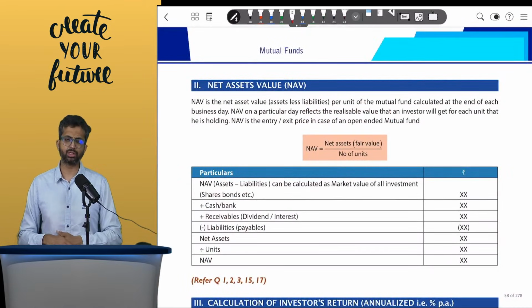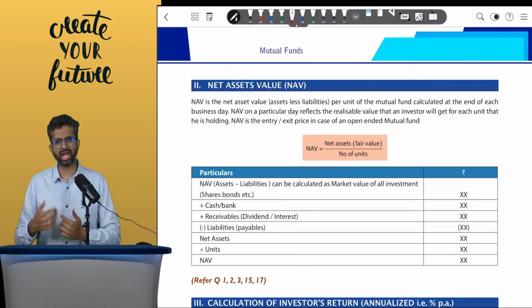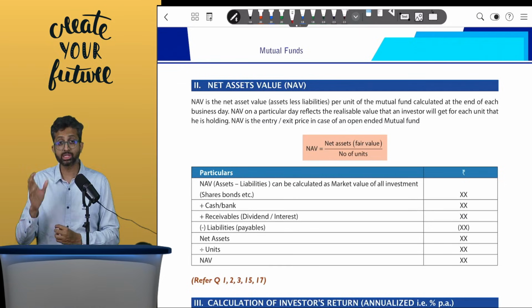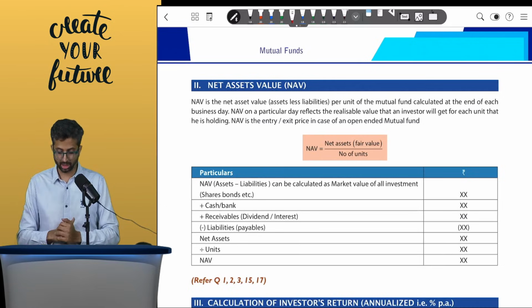When you look at NAV, the net asset value over here is calculated as the net assets, that is assets minus liabilities of the mutual fund at fair value, divided by the number of units.